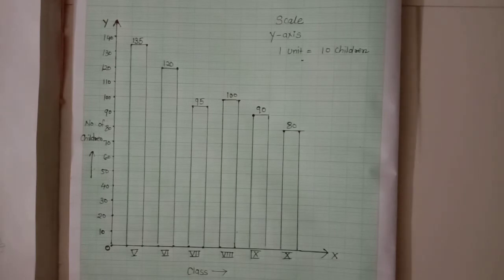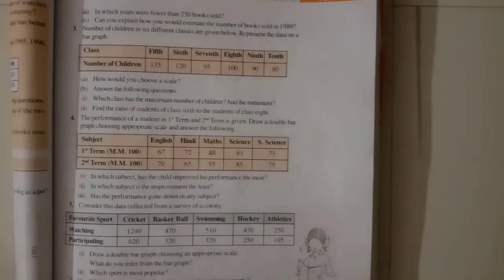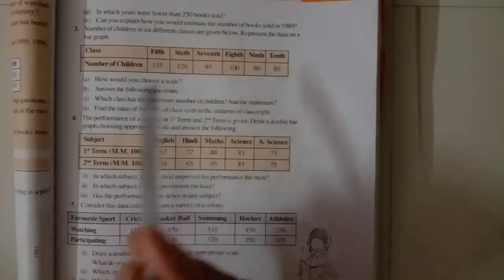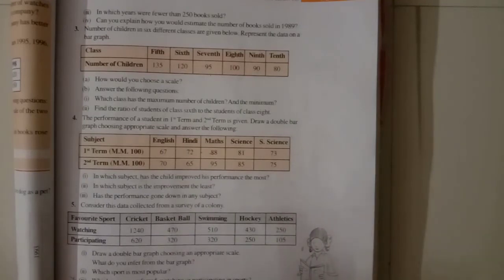Now we will answer the following questions which are given in question number 3. Yes, the first question was, how would you choose a scale? What have we chosen here? We have chosen here 1 unit equal 10 children. So you have to write in your copy, we will take scale as 1 unit equal 10 children. Then answer the following questions.